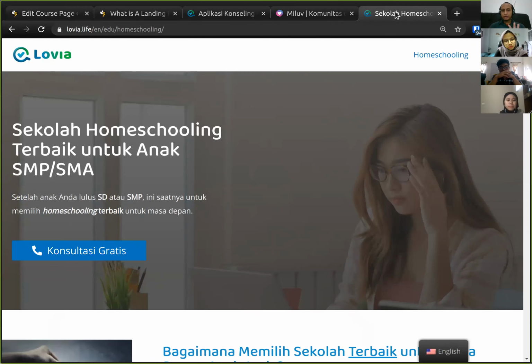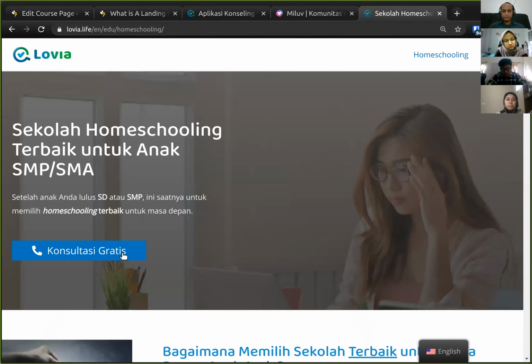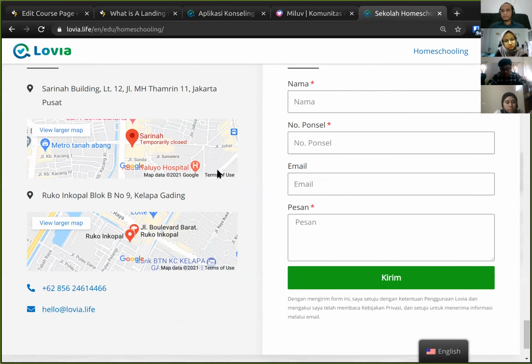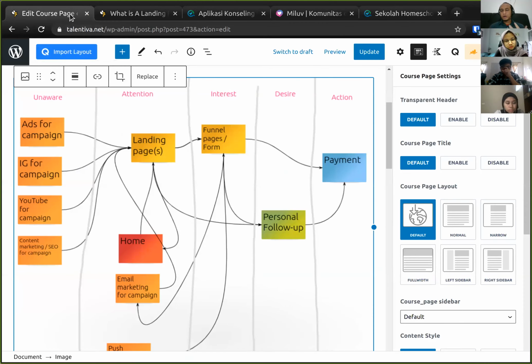For example, the specific problem is maybe homeschooling for SMP and SMA, and then what should we do to get that user into a funnel page or a form? A funnel page is another page that usually maybe like pricing, right? Can be pricing, it can be a form. For example, if we click this one, then it goes into a form where the user can input the name, phone number, email, and then a message. And then when the user sends it, the audience or the visitor now becomes a lead. We call them a lead.